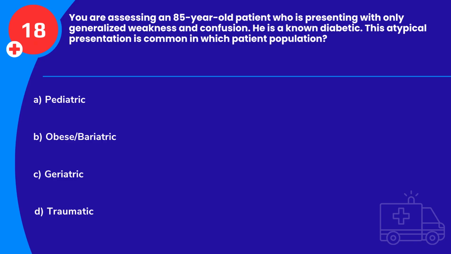Question 18. You are assessing an 85-year-old patient who is presenting with only generalized weakness and confusion. He is a known diabetic. This atypical presentation is common in which patient population? A. Pediatric, B. obese/bariatric, C. geriatric, D. traumatic.